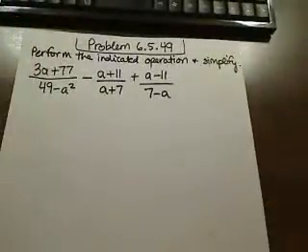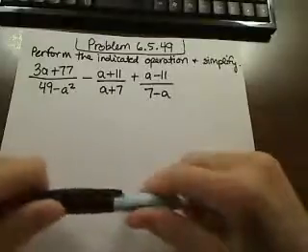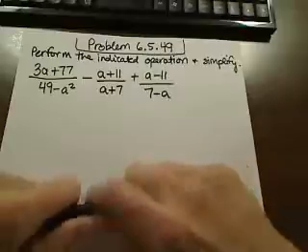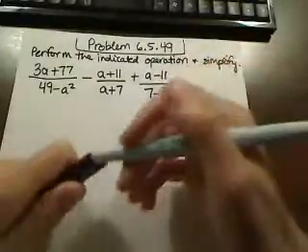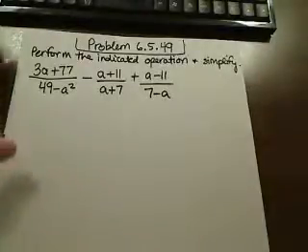Okay, this is problem 6.5.49. We're asked to perform the indicated operations and simplify. And so we're subtracting and adding. Regardless of what we're doing in terms of those, we need to have a common denominator to do either.